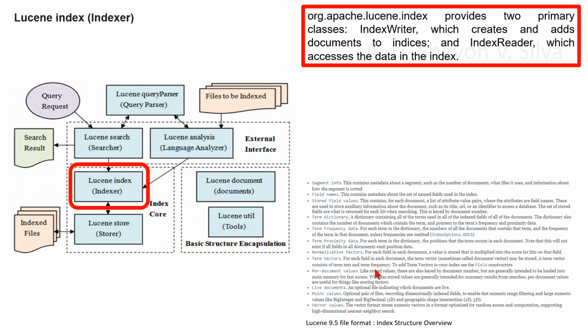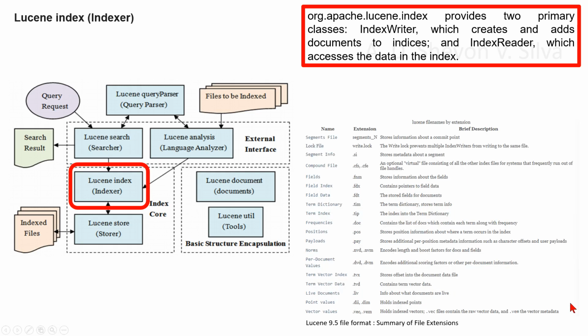Here you can see the structure: segment info, field values, stored field values, term dictionary, term frequency data, term proximity data, normalization factors, term vectors, per-document values, live documents, point values, and vector values. Here you can see the summary of file extensions in the Lucene 9.5 format. This table summarizes the names and extensions of the files in Lucene, Lucene file names by extension.